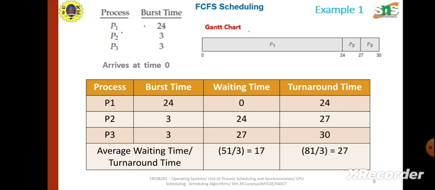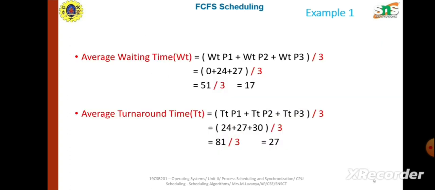Okay, let's see another example, for when the arrival time varies. In this example, the processes P1, P2 and P3 have the same arrival time. If the arrival time varies, then the value which we are subtracting will vary. So let's see another example with different arrival times for different processes. Okay, this is nothing but the calculation of waiting and turnaround time for the previous example.